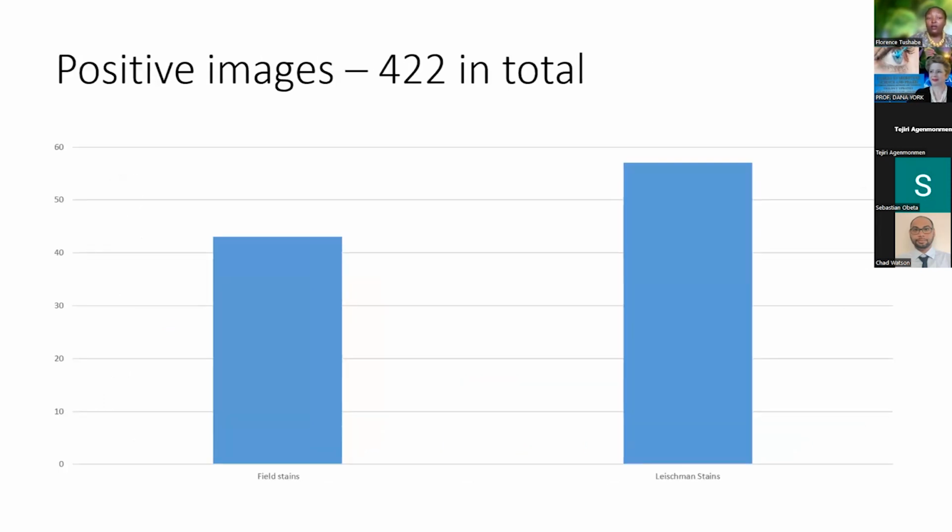As I said, we had 422 images which were positive for sickle cell, of which the bigger sample was using the Leishman stain, and then the Field stain images were fewer. You may ask why we have fewer taken with the Field stain. This is because we deliberately deleted some images which were not clear. So we just removed those, and the Leishman stain had more images which we did not delete.